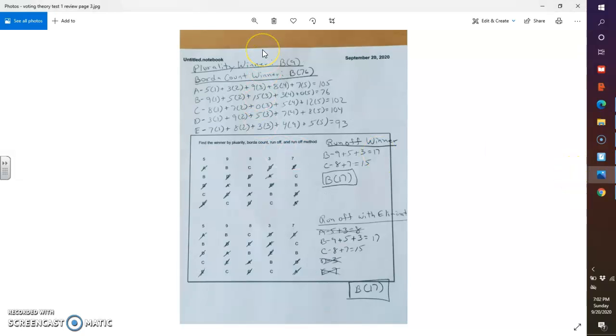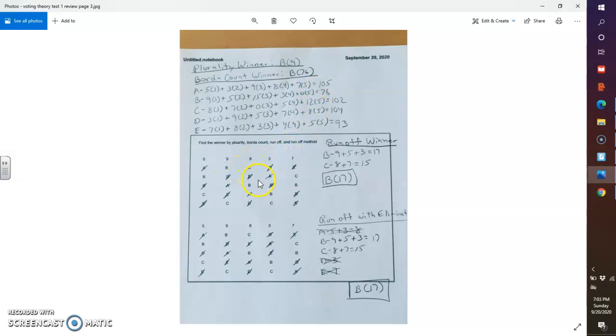The next page is the same type problem. My plurality winner, most first place votes, is B with 9. My Borda count, I'm just going to go through A and B because it's similar to what we did the last one. So A, 5 first place votes, 5 times 1, 3 second place votes, 9 third place votes, 8 fourth place votes, and 7 fifth place votes. Multiply it all up, we get 105.